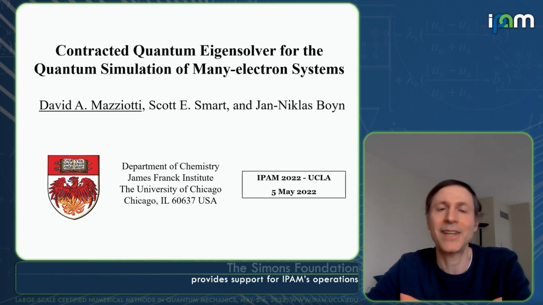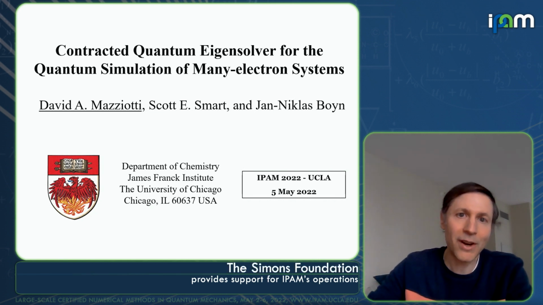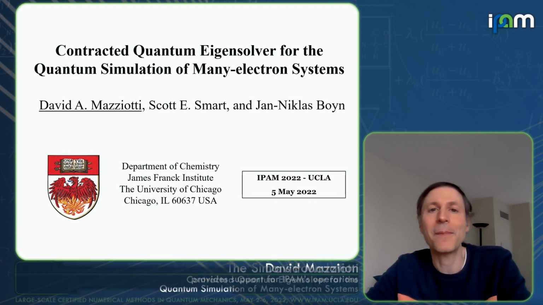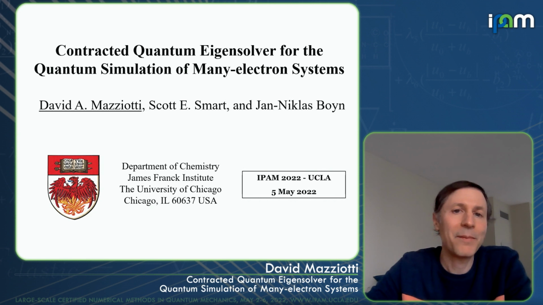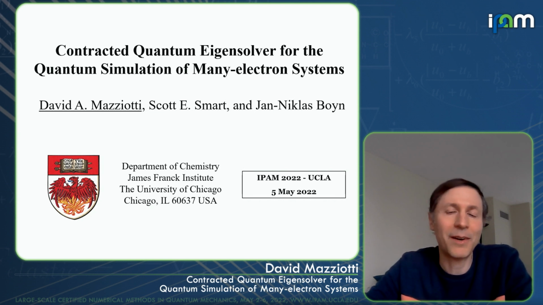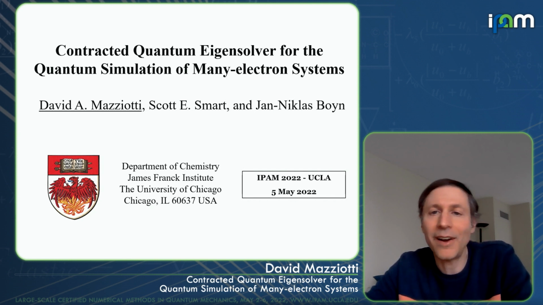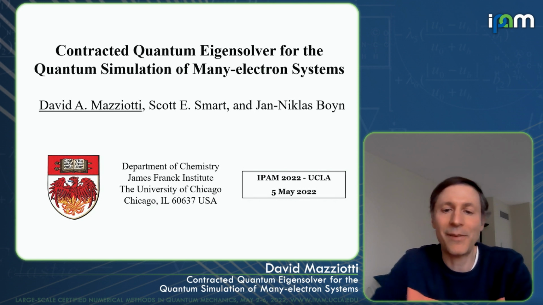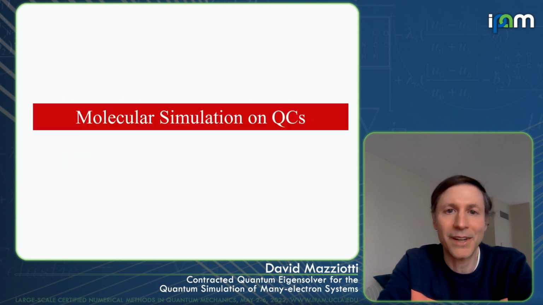Many Electron Systems. And in the process of going through the talk, I'll explain what I mean by contracted quantum eigensolver, and we'll go from there. My two co-authors, Scott Smart and Jan Nicholas Boyne, just graduated in April, and both are going on to postdocs. Scott's going to be postdocing with Karina Reng at UCLA, and Jan Nicholas Boyne with Emily Carter at Princeton. So they're just starting some new stuff this summer, and I'll be talking about some of their work here.